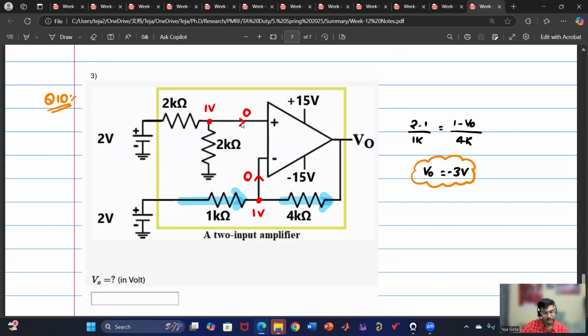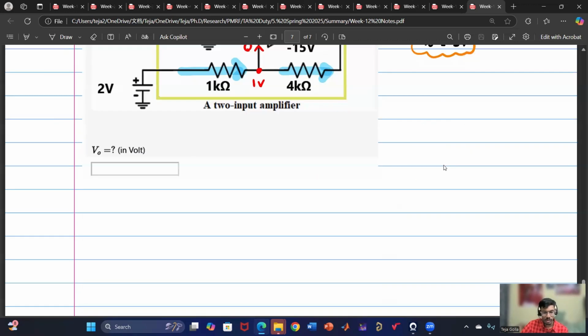So first we have used one guideline, which is current entering is zero. Then we solved for this voltage, meaning this voltage is the same. So we have used the second guideline, which is virtual short: both the voltages will be the same. Now we have used the third guideline, which is KCL. You also have to know where to apply KCL. I have to apply KCL here because I need an equation dependent on V0. Because no current flows here, the current in this direction is the same as this, which is (2 minus 1)/1K equals (1 minus V0)/4K. And we got V0 as minus 3 volts.